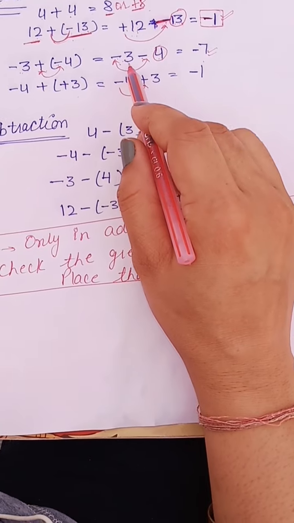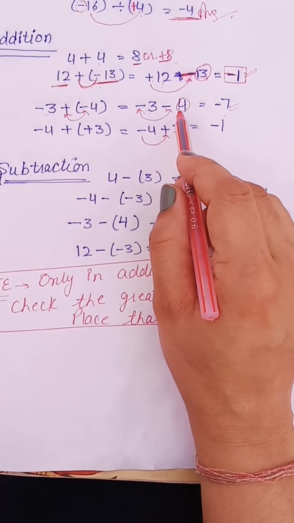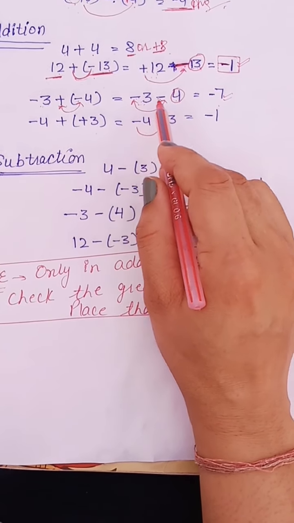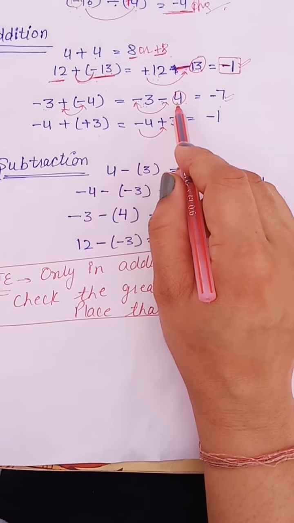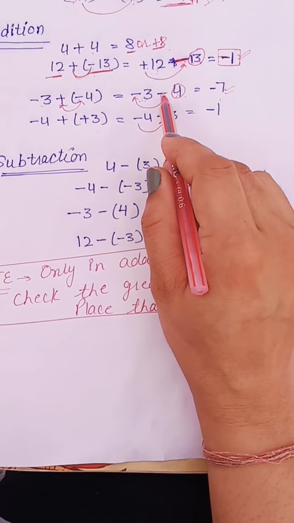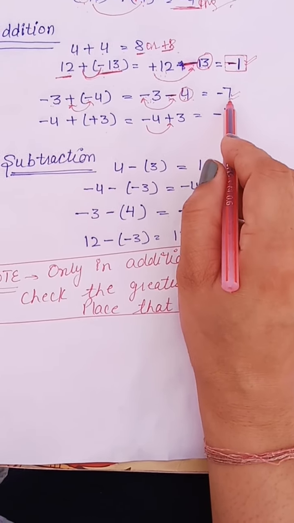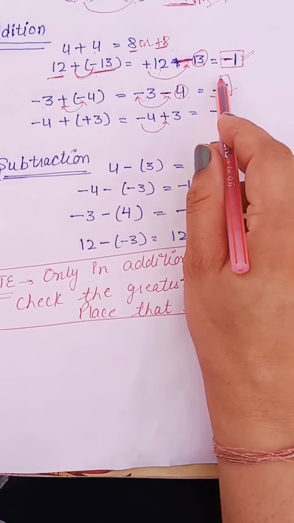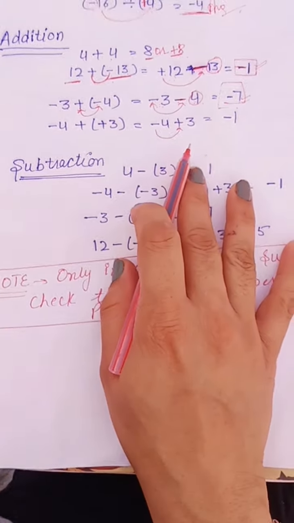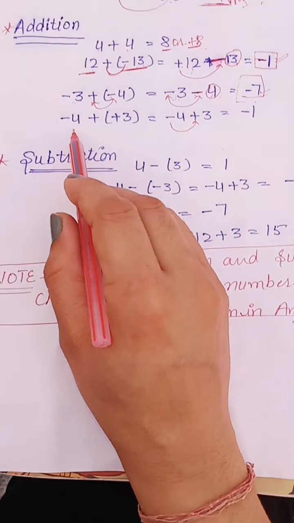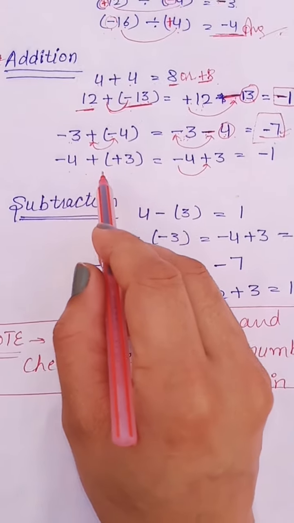Second thing we have to check: which number is greater? 4 is greater or 3 is greater? 4 is greater than 3. Then in front of the 4 there is a minus, so we will use this minus in the answer. Your answer is minus 7. Clear? Now your fourth rule is minus 4 plus 3.